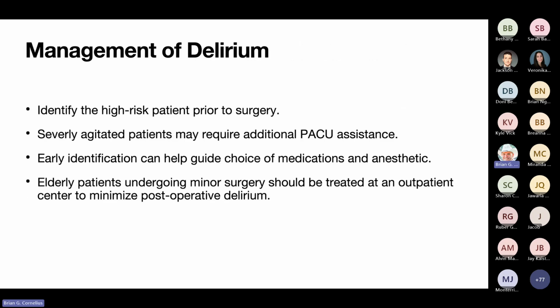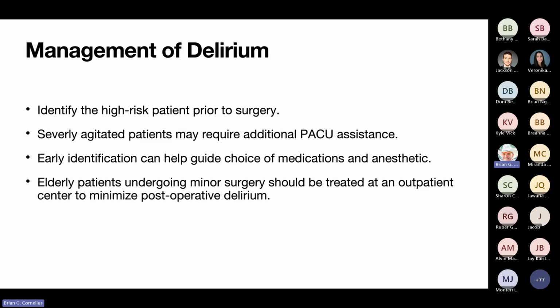First thing is figuring out who's high risk before surgery, because we may be able to alter our anesthetic plan for it. If you have somebody that's severely agitated ahead of time, kind of figure out a little bit different PACU plan for those patients. They may need like a one-on-one, they may need a sitter. So just kind of know going into it.